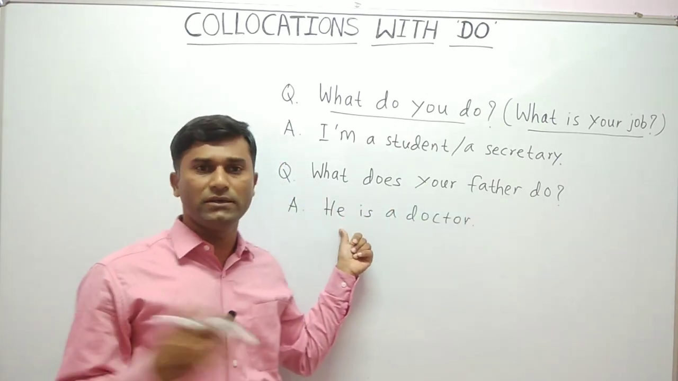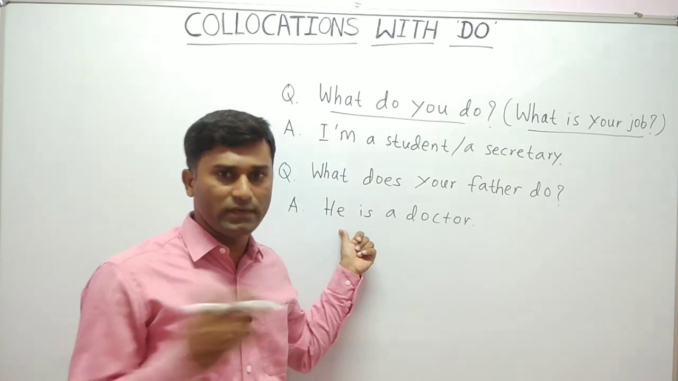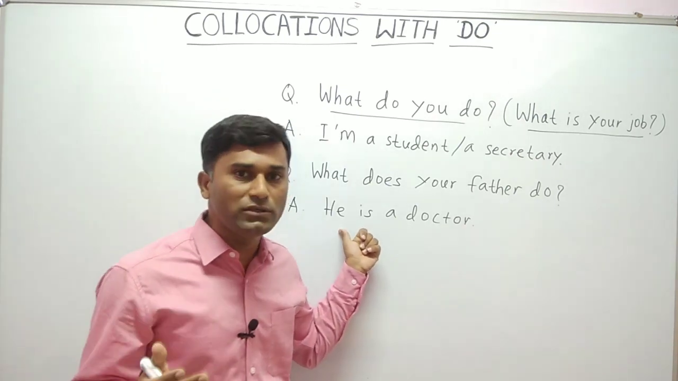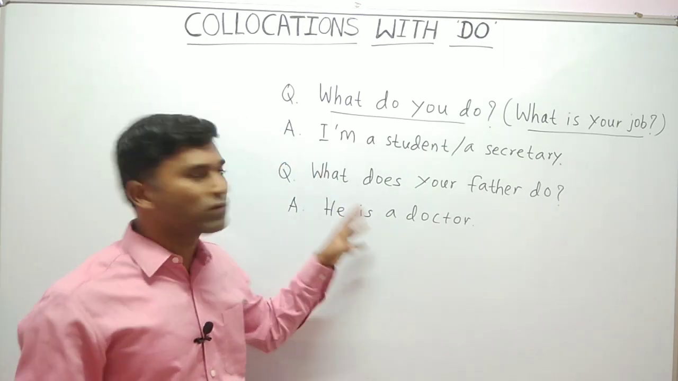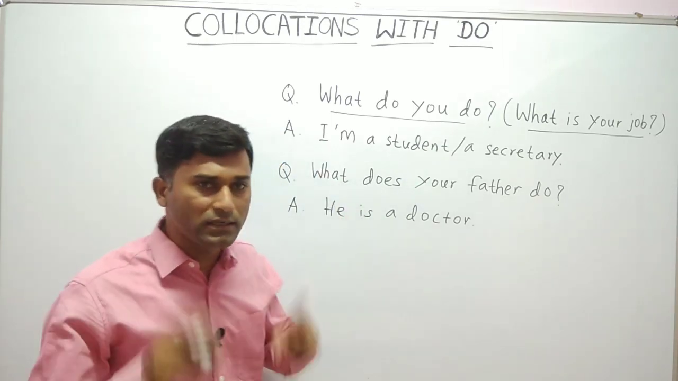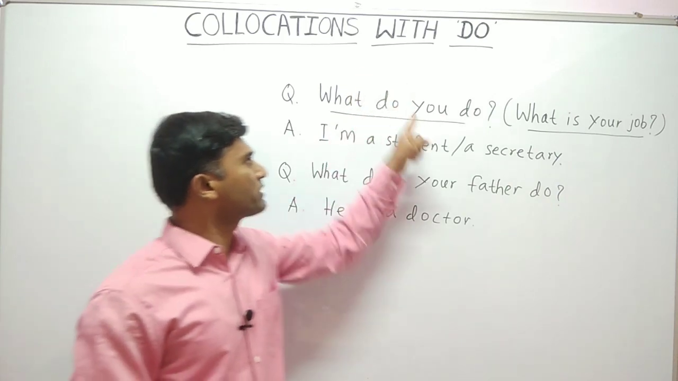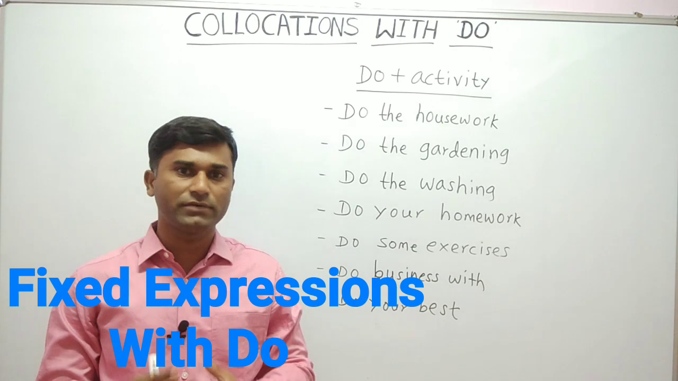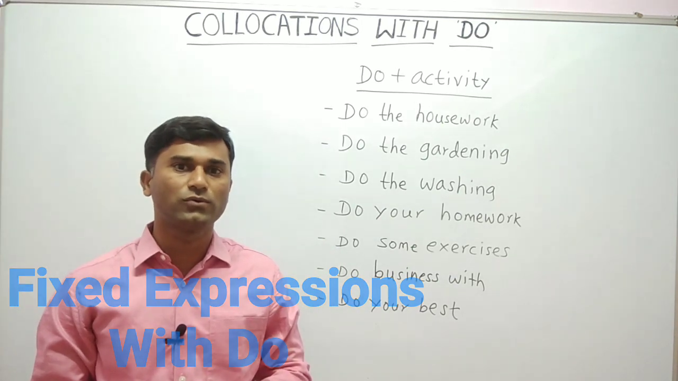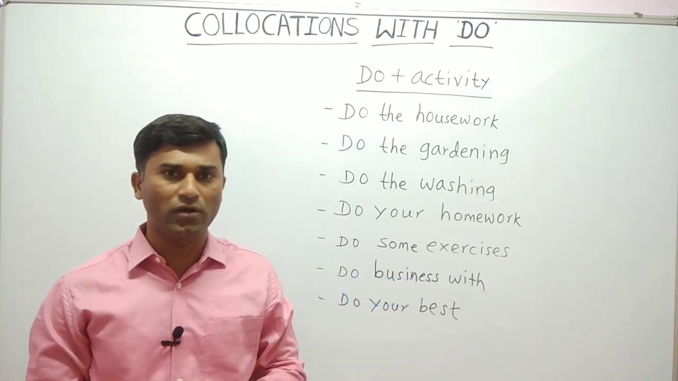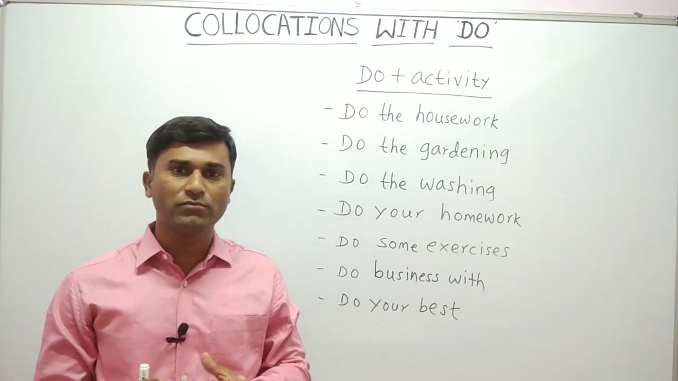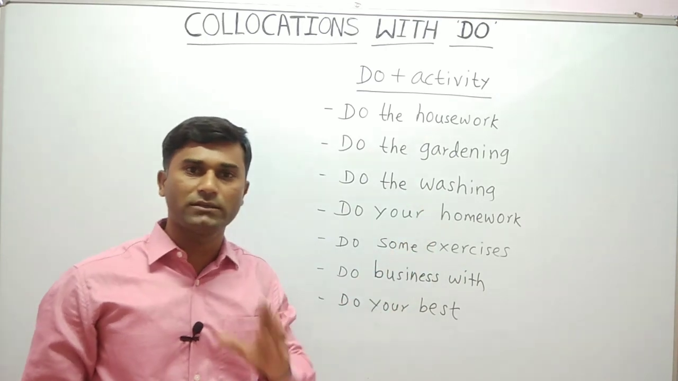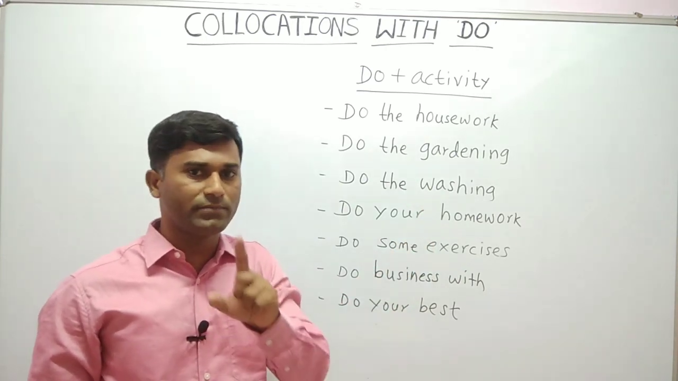So the answer can be different, or it will be in varied forms, like he is a doctor, he is a farmer, he is an engineer. Okay, so if you want to ask about job or profession, use this expression with do, that is, what do you do? There are some other fixed expressions with do, or we can also call them collocations with do. Collocations means nothing but just word partners. So these are the words that always go together with the verb do.